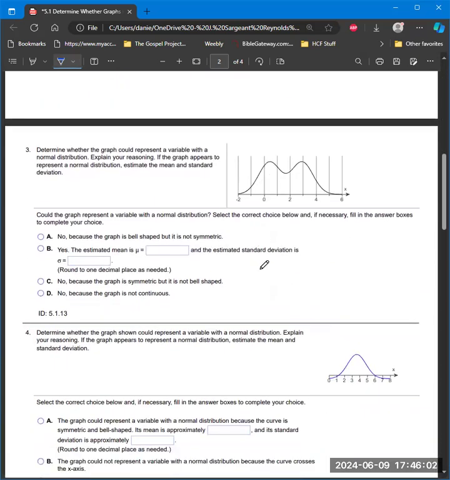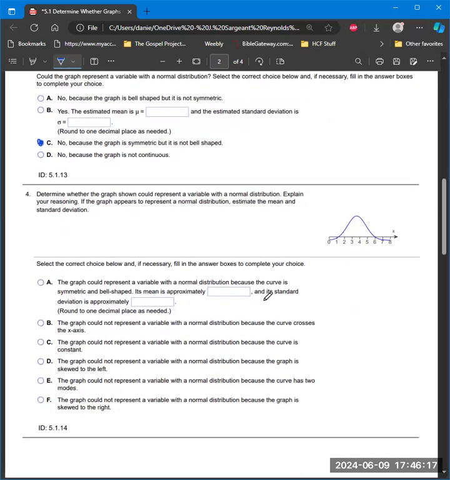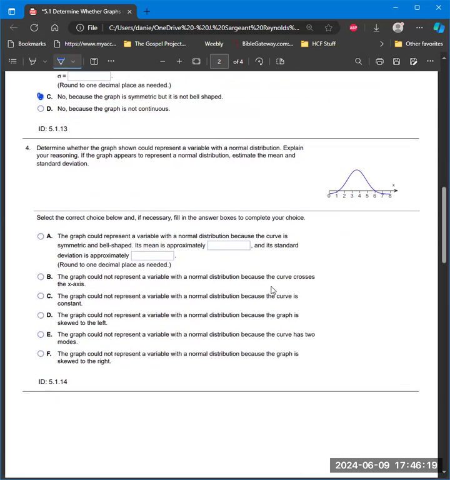This one is bimodal. So no, it's symmetric, it's not bell-shaped. So that's C. This one can't represent a normal distribution because it crosses the x-axis. That's B.